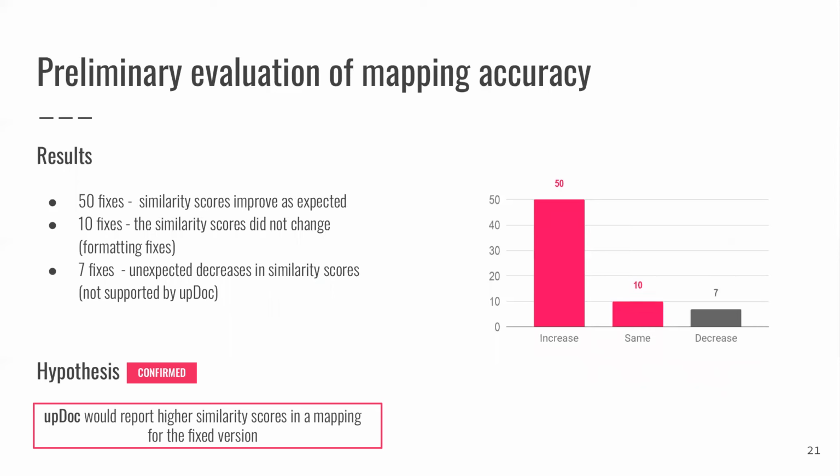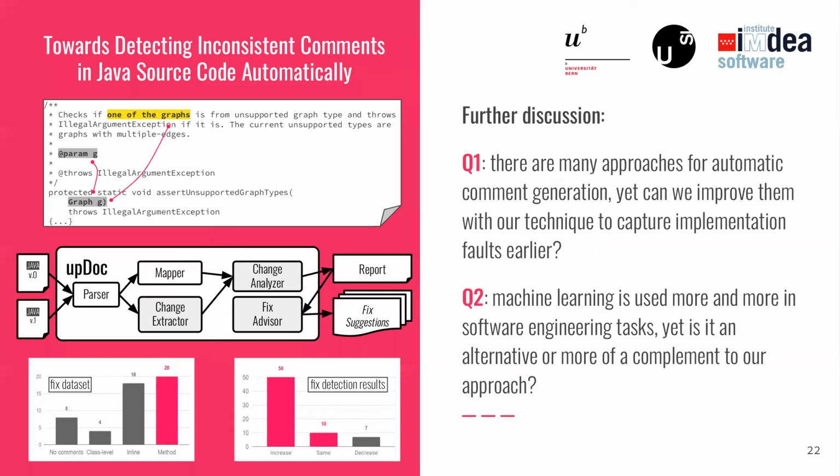We obtained quite encouraging results. Among 67 fixes, 50 had similarity scores improved as expected. For 10, we observed 0 change in the similarity because those fixes were mostly formatting and white space. And for 7 fixes, we have observed unexpected decreases in similarity scores, yet after manual inspection, all of them were figured out as cases not properly supported by our tool yet. So our hypothesis was confirmed.